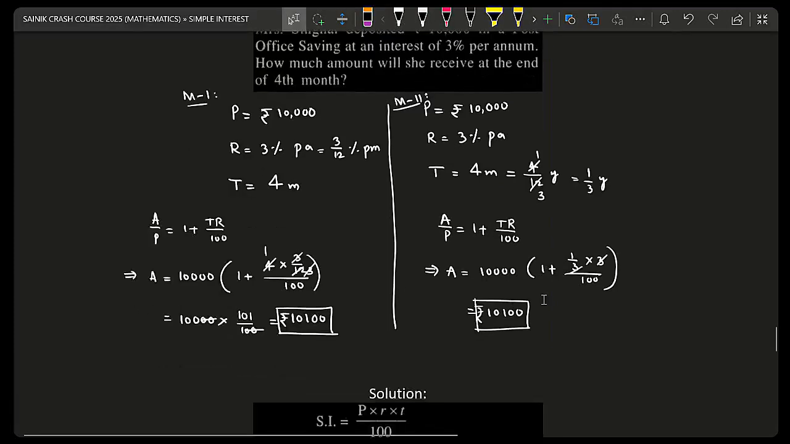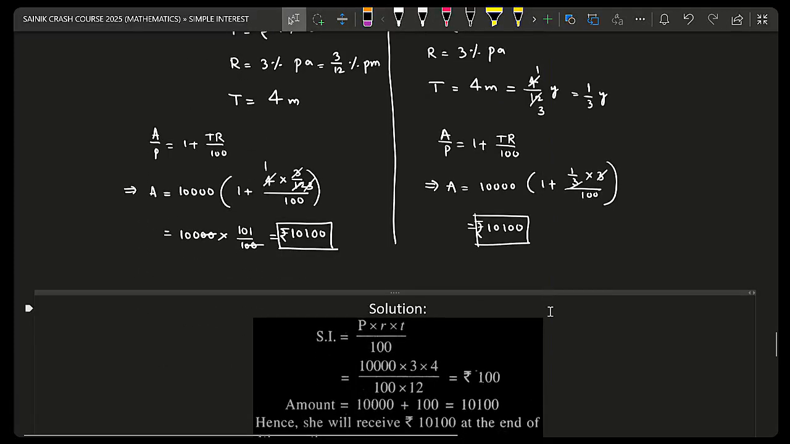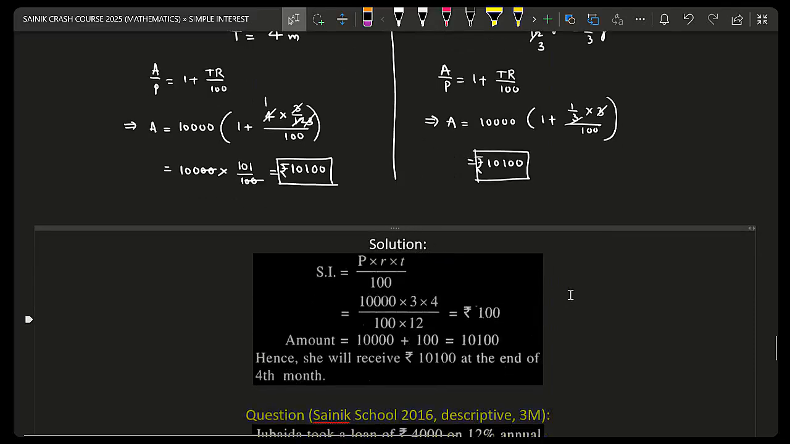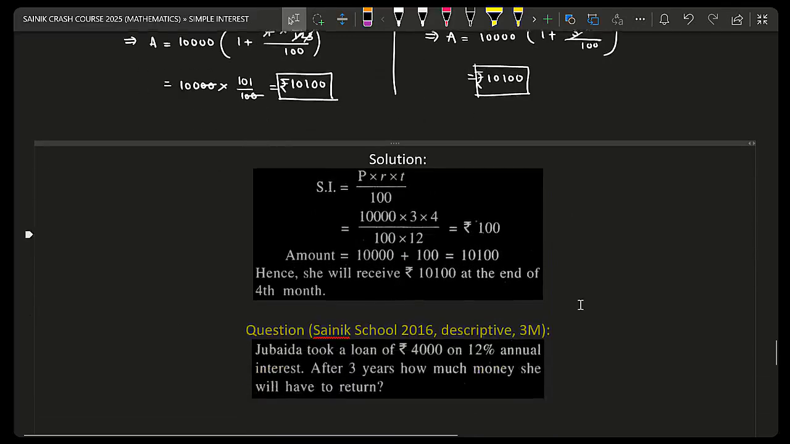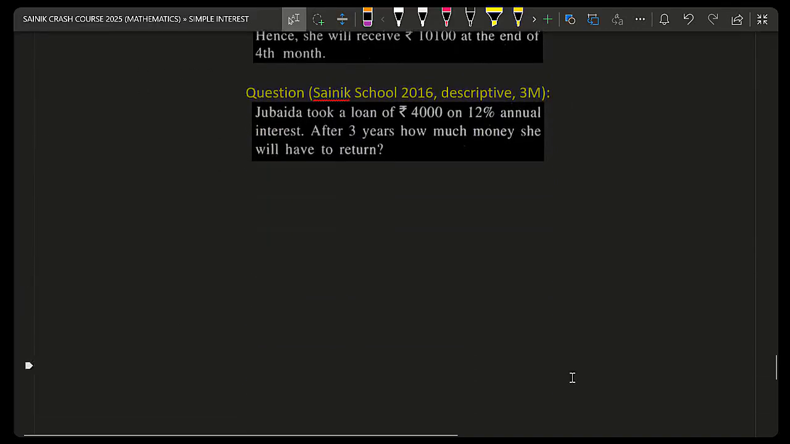So for this question, we got the answer. In the textual solution, they found interest, and based on the interest, they found the final answer. 10,100 is the answer. Okay, next question.